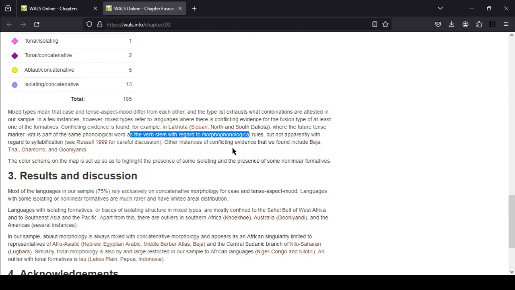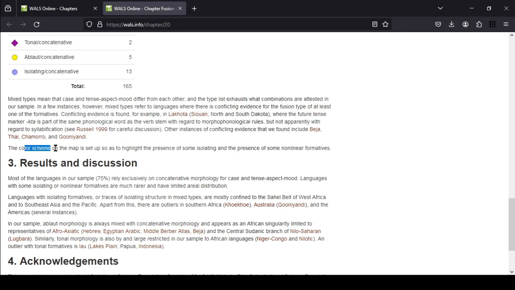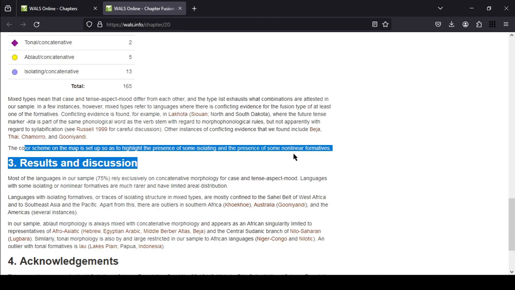Morphophonological rules. Okay. Other instances of conflicting evidence that we found include Beja, Thai, Chamorro, and Goniandi. The color scheme on the map is set up so as to highlight the presence of some isolating and the presence of some non-linear formatives. Okay.